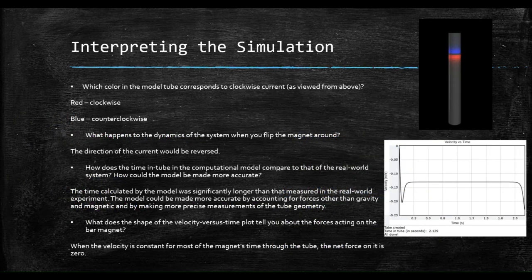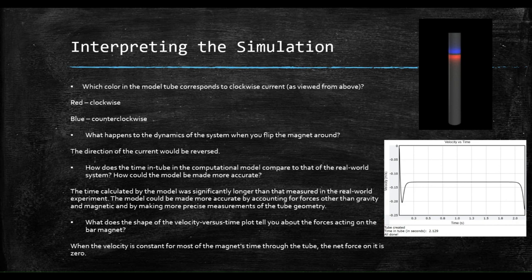And now, for these questions about interpreting the simulation, which color in the model corresponds to clockwise current as viewed from above? The red corresponds to clockwise, and blue corresponds to counterclockwise. And you find this by using the right-hand rule with the direction of the magnetic dipole from the bar magnet. And then what happens to the dynamics of the system when you flip the magnet around? The direction of the current will be reversed.